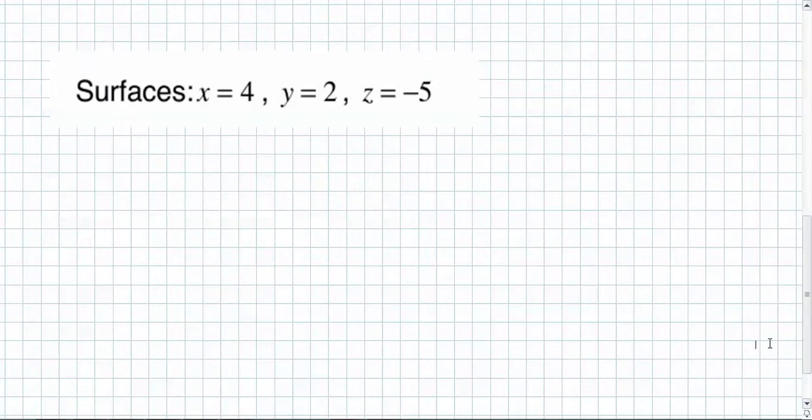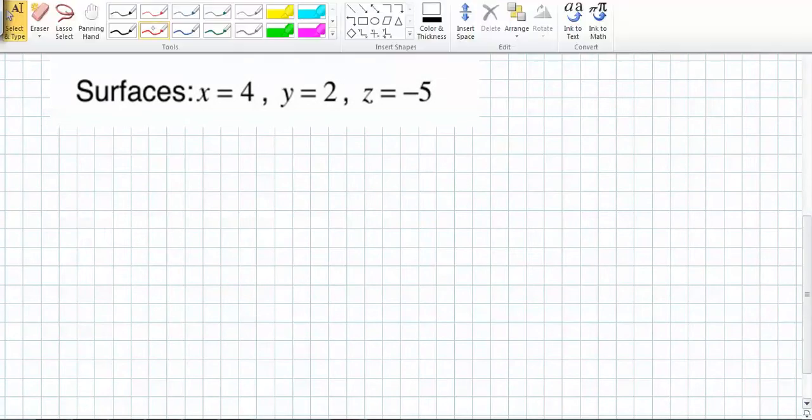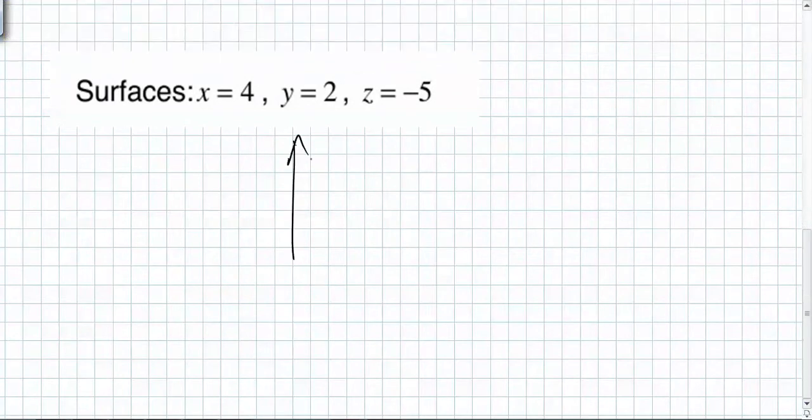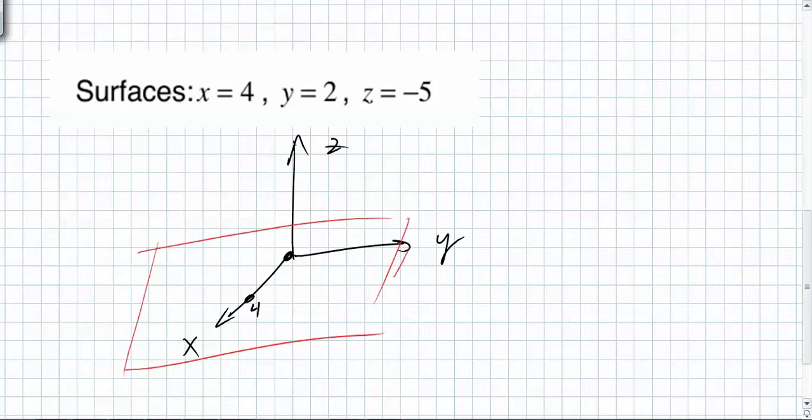What does X equals 4 look like? Well, it's a plane, exactly. So you have Z, Y, and X. X equals 4 is just the set of all points where X equals 4. So if X equals 4 right there, what are you looking at? You're looking at the plane right here that crosses right there. It's the plane. Doesn't matter what Z and Y are, but X is 4. So each of those are planes.